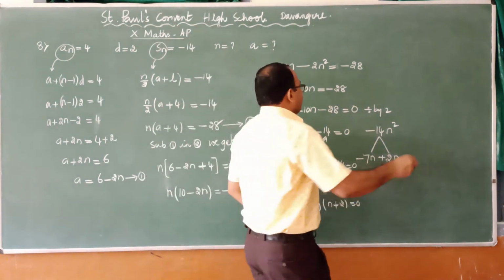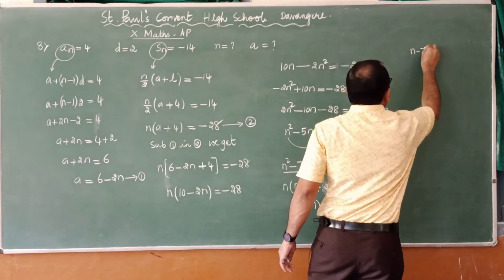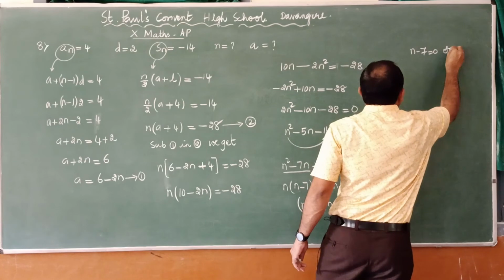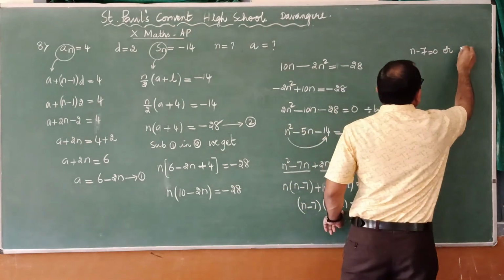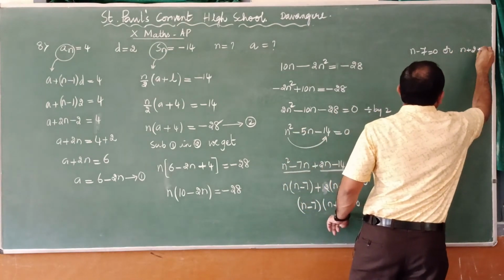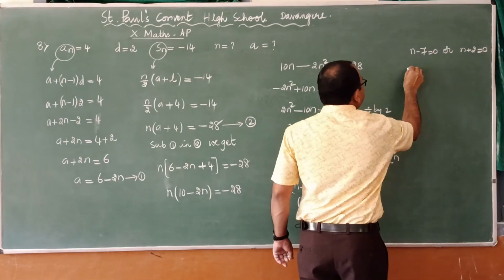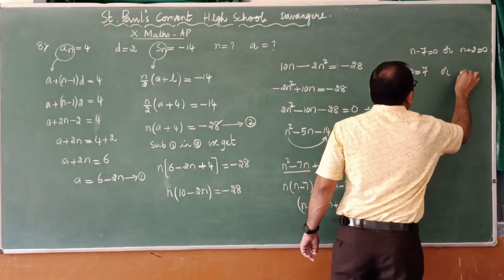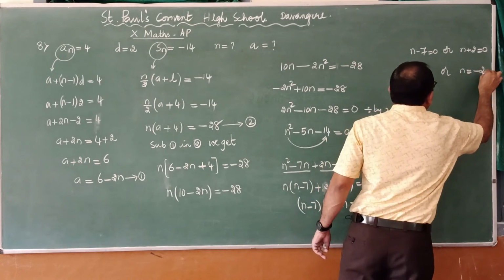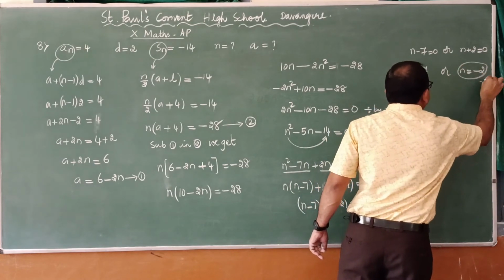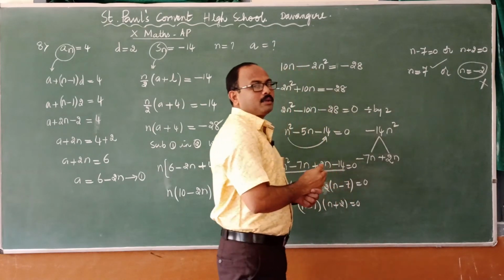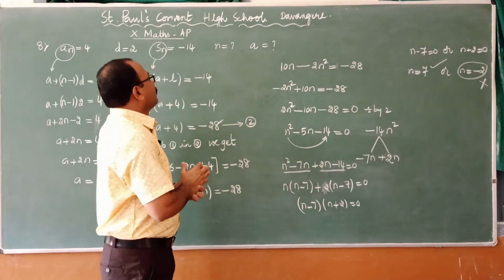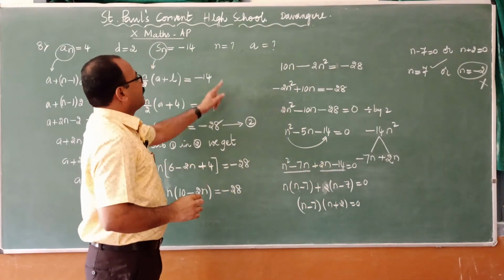Then n minus 7 is equal to 0 or n plus 2 is equal to 0. On simplification, n will be equal to plus 7 or n will be equal to minus 2. We don't want this negative value. n is equal to 7. Okay? n is equal to 7.